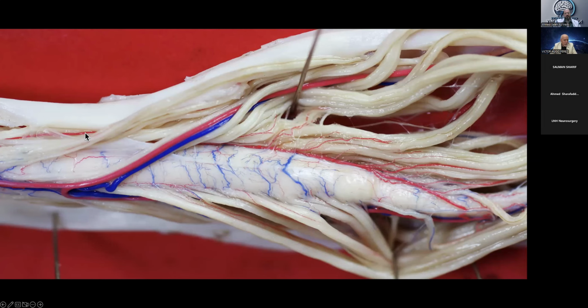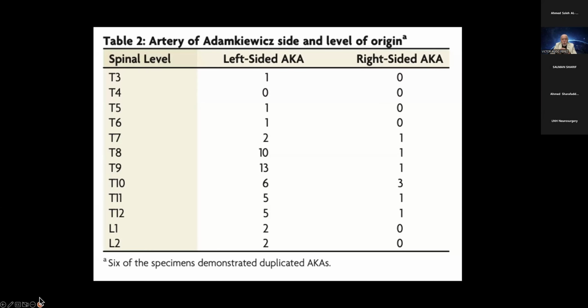For example, the great posterior radiculomedullary artery. So this is the posterior spinal arteries, and the anastomosis in the conus medullaris between these two arteries. So this is a table to show the artery of Adamkiewicz side and level of origin. As you can see, the most important spinal level was thoracic 9, in which we have the origin of 13 Adamkiewicz arteries, and in T8, 10.